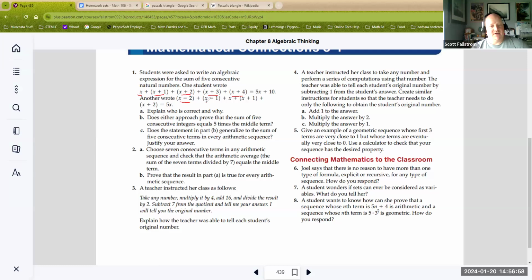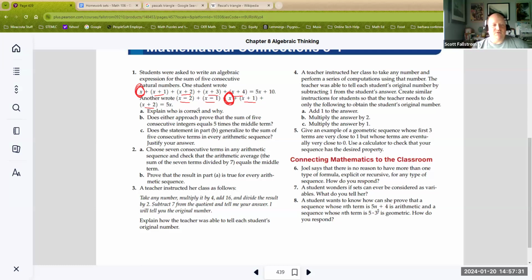Another wrote x minus 2, x minus 1, x plus 1, x plus 2, and got 5x out of it. It just says for the sum of 5 consecutive natural numbers. So maybe both of these students are correct. Obviously, they had a different starting point. One person picked the middle, one person picked the beginning, the smallest. You almost could write more expressions depending on where you pick your starting number.